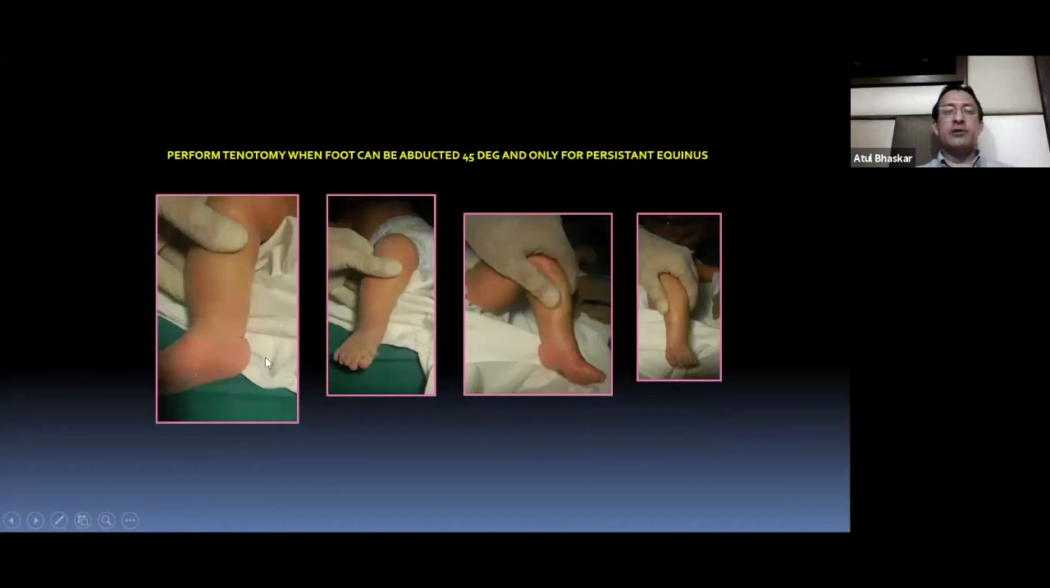So this is the foot which is coming just prior to tenotomy. You can see the deep crease, only equinus. You can see without any force, the midfoot is straight, the toes are pointing straight, and the talar head is reduced.